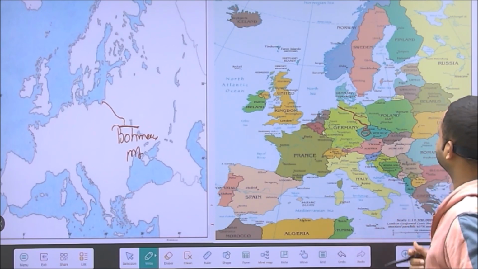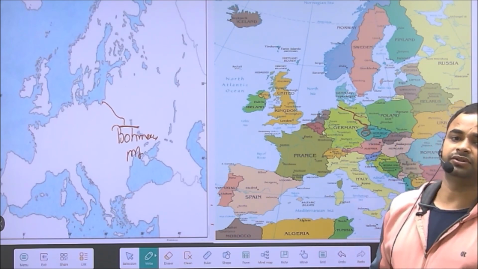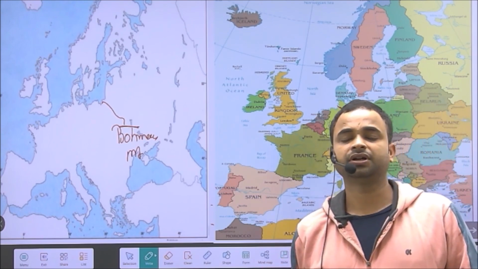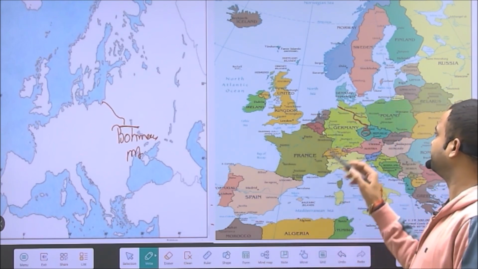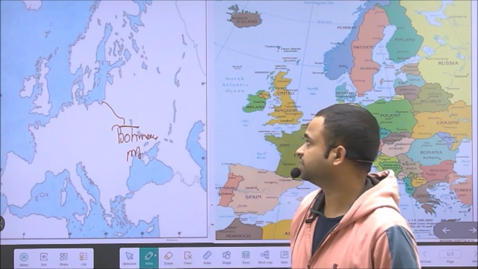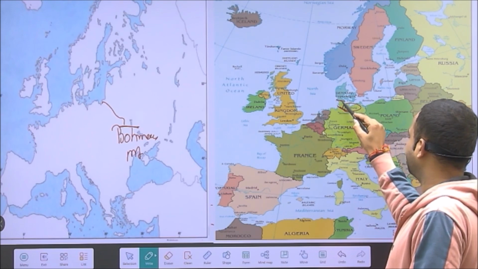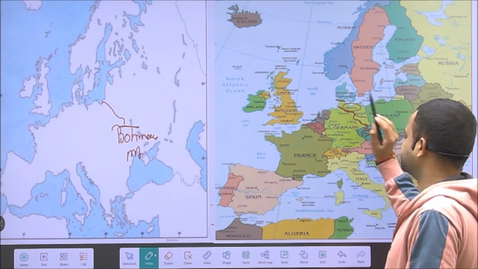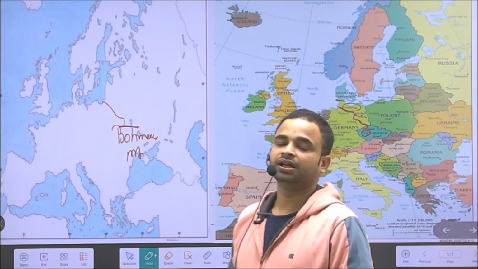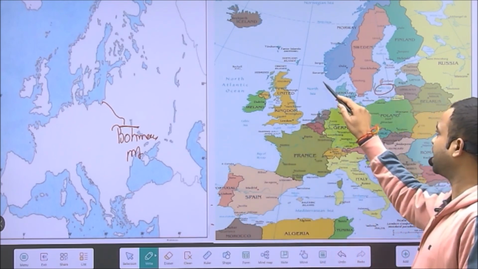And Hamburg is basically situated on the shore of the Elbe River, and Hamburg is basically known for highly developed shipyard industries in Germany. So this is a most important fact. But on the border between Denmark and Germany, you can see the Kiel Canal. The Kiel Canal is basically a man-made canal which reduces the distance between the Baltic Sea and the North Sea.